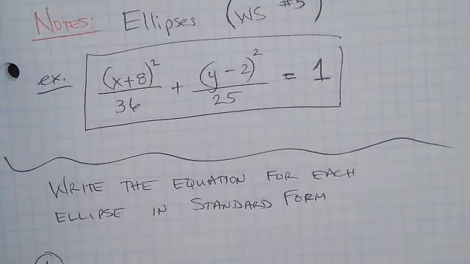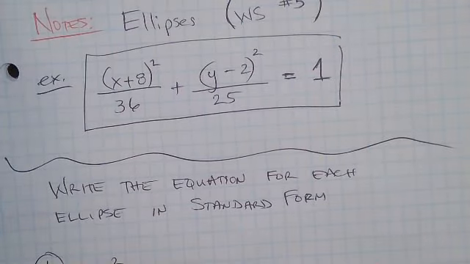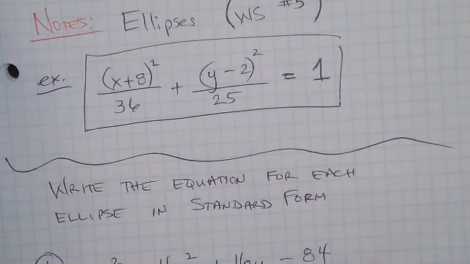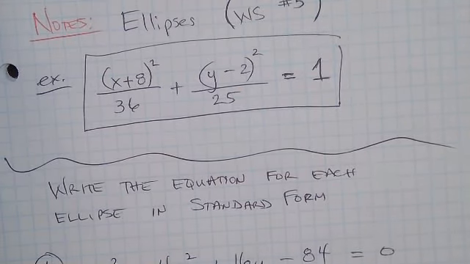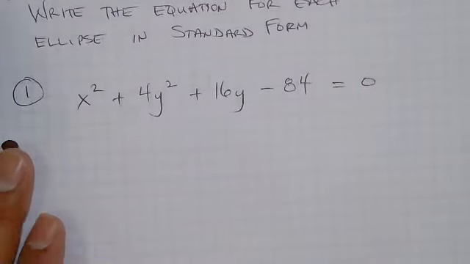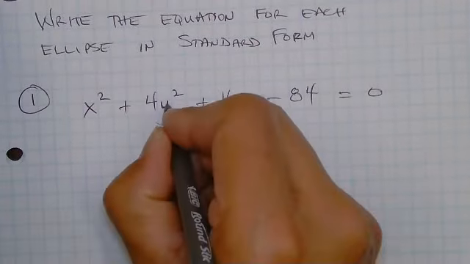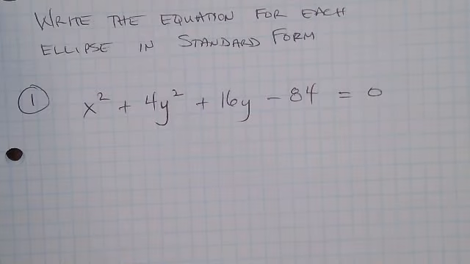Okay, here it is. Ready? Number 1. x squared plus 4y squared plus 16y minus 84 equals 0. What is this? That's not an ellipse. That doesn't look anything like an ellipse. Okay, well, you're right, it doesn't.